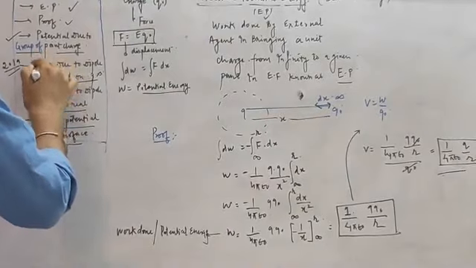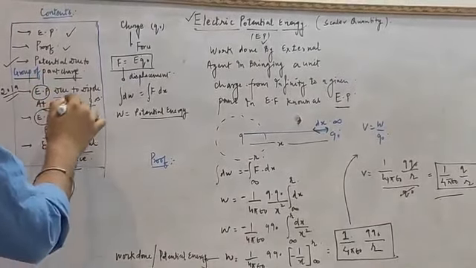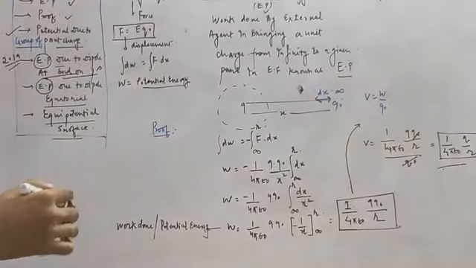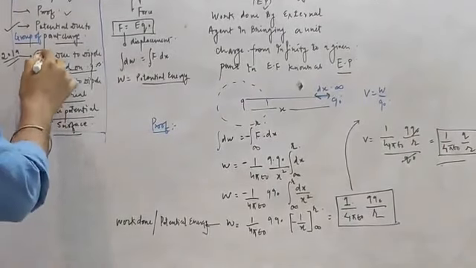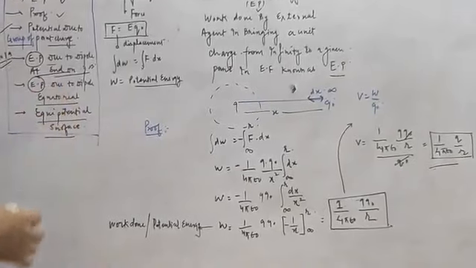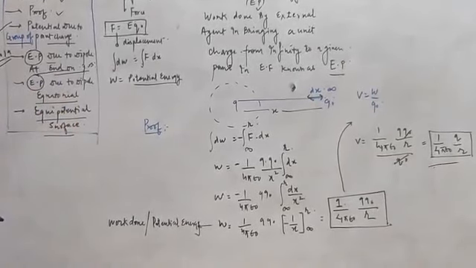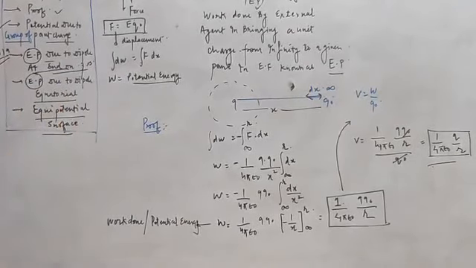This electric potential due to a dipole at axial and equatorial position is the same as what we have already covered in the electric field due to a dipole at axial and equatorial position. In the same way we are going to cover it here. So we will start our chapter.